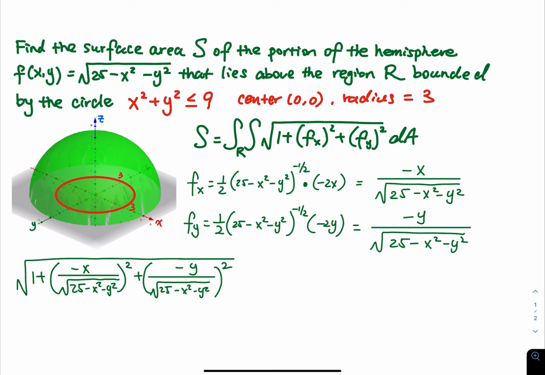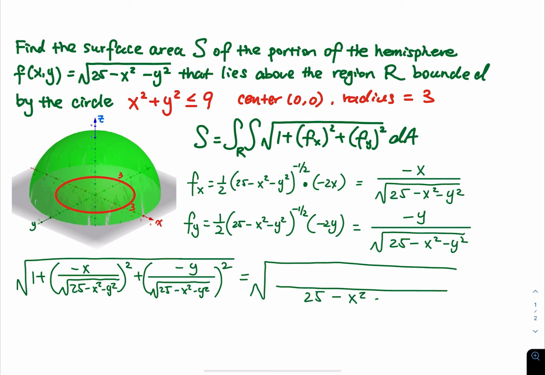Then for this one you will have to get a common denominator. The common denominator that I will be using is the radicand, 25 minus x squared minus y squared. Oh, actually, you know what? It's no longer a minus, it's a plus, because you square the negative sign as well. Let me double check. So minus x, minus y. You square that, you have a plus y squared, and then you have a plus x squared.